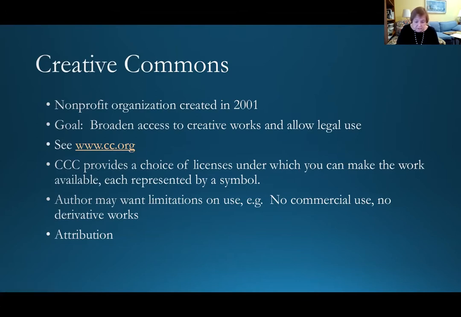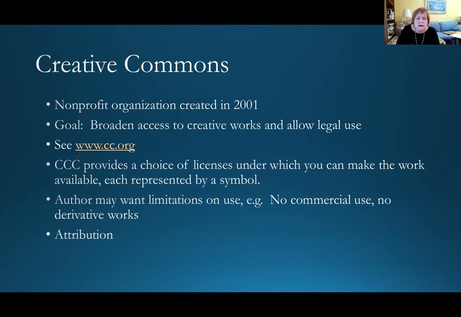Now, Creative Commons provides a choice of licenses under which you can make the work available. And each of these licenses is indicated by a particular symbol. All of the licenses, by the way, allow people to read the work and generally access it. But you might want to put your work in Creative Commons and not allow commercial use of it. Or you might say it can go in Creative Commons, but you can't make derivative works. And the symbol on the work indicates what those limitations are.